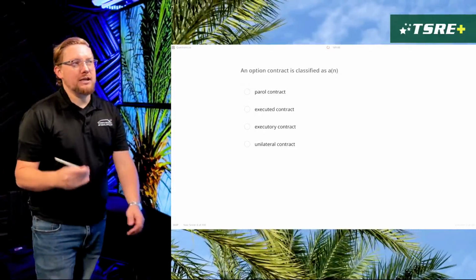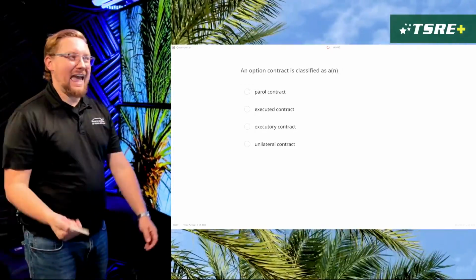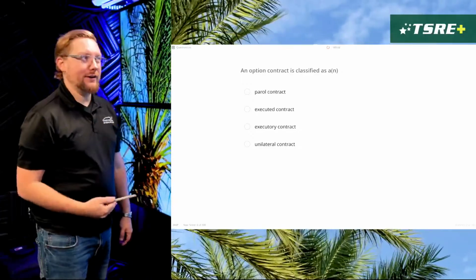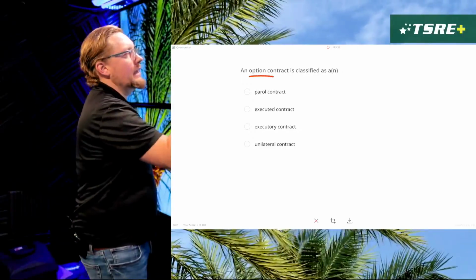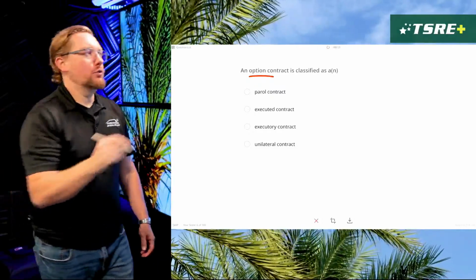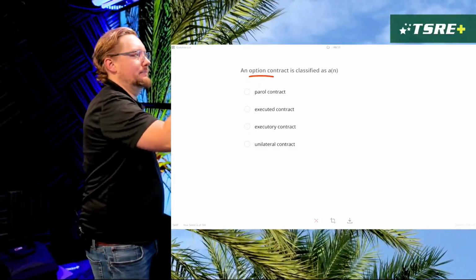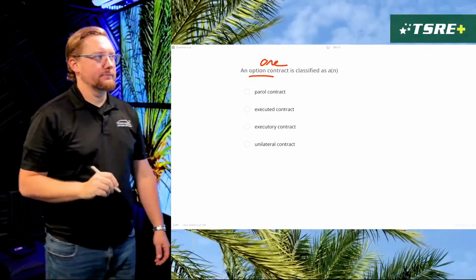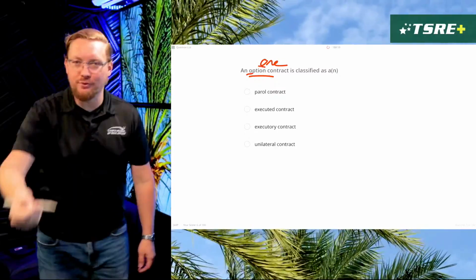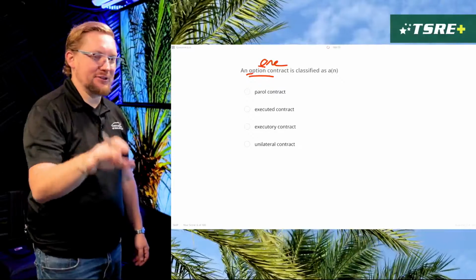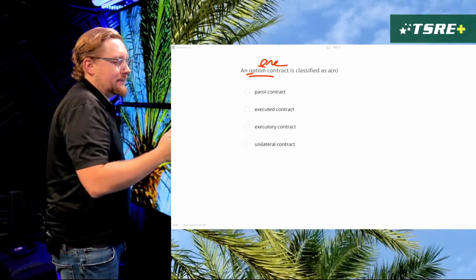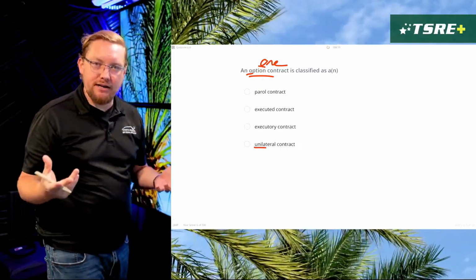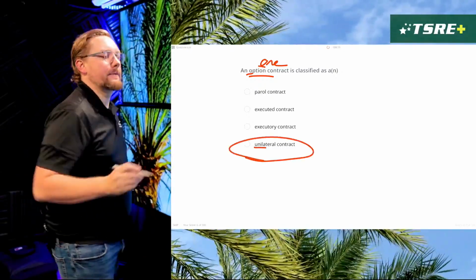Next question: an option contract is classified as a blank, or un-blank. So "option" means "one," typically. O for option, O for one. A lot of little things like that we do in the exam crayon videos. And there's one thing that should jump off right here as "one," and that is unilateral.